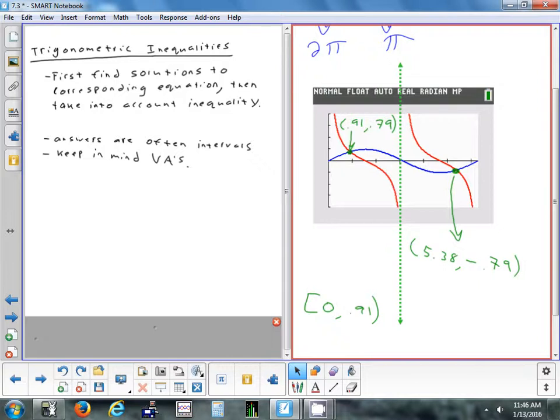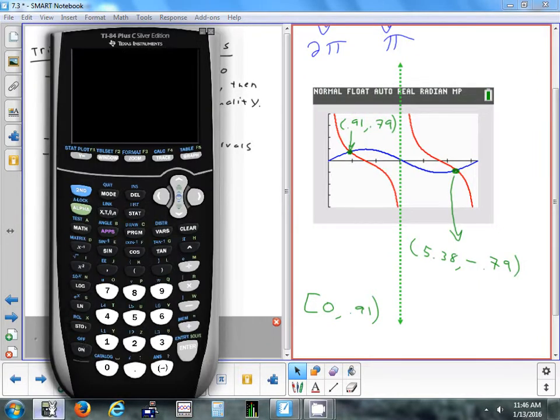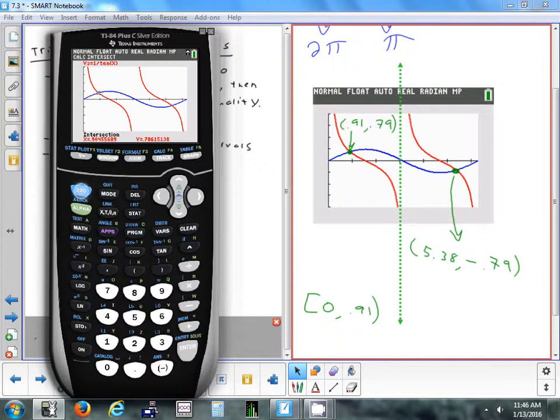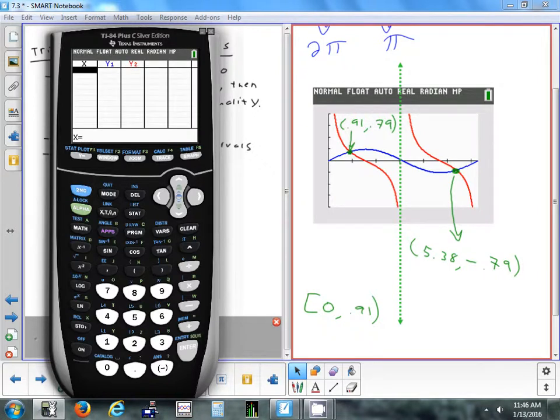Well, one way we can think about it is our window is from 0 to 2 pi. It looks like it's right in the middle of the screen. So we could check if it's at pi. Okay, go to your table, type in pi, and we should get an error for the graph in red, and we do. Okay, so my asymptote is at pi. Otherwise, you just have to go back and look at your tangent again and remember where the asymptotes occur.